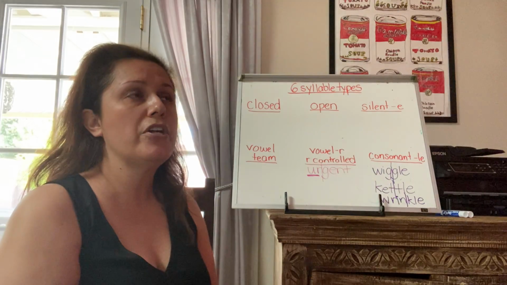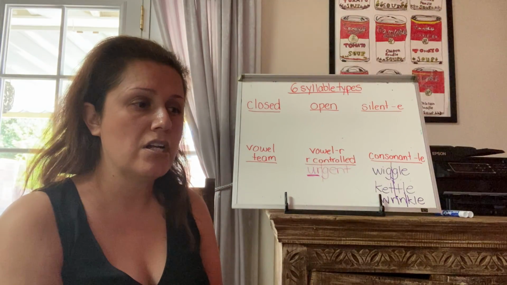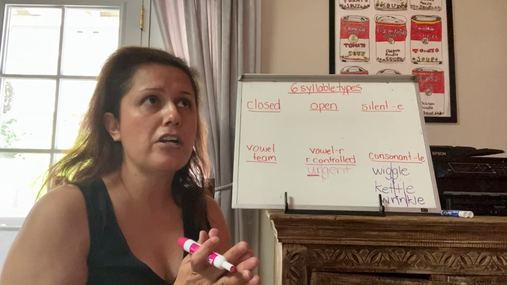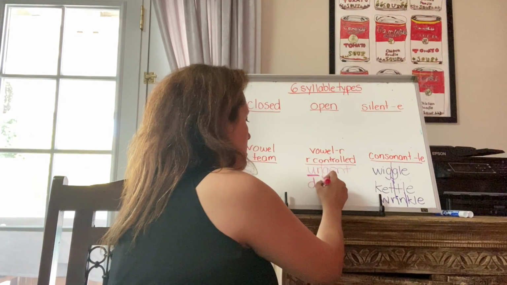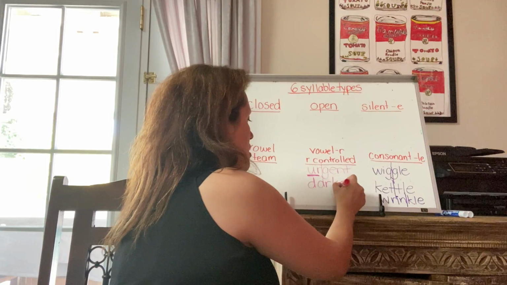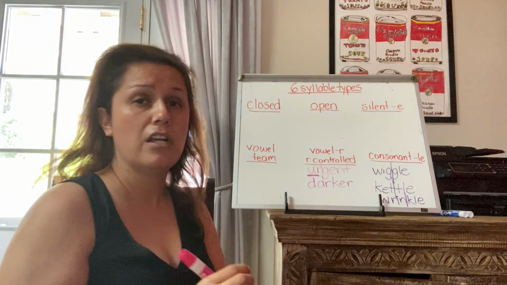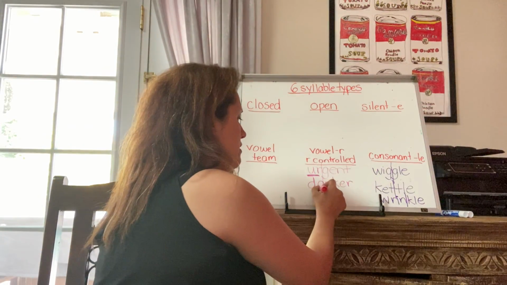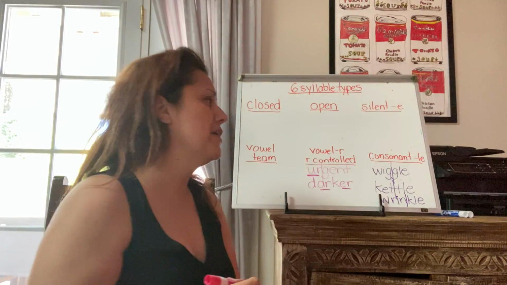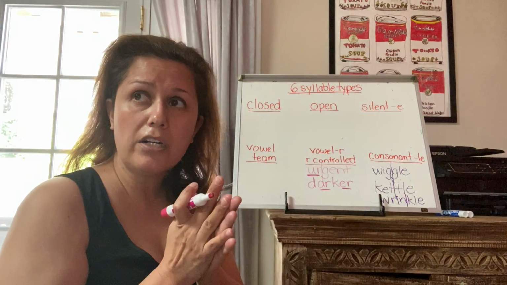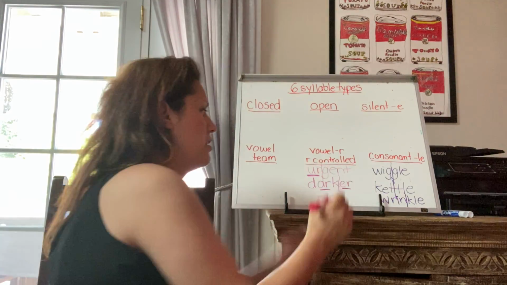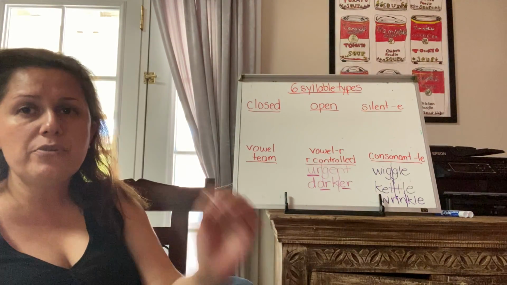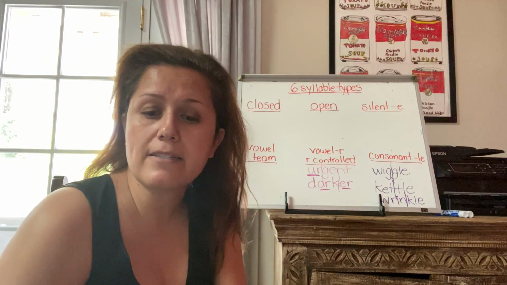If I have the word darker, darker, darker. So I'm going to write darker. There's actually 2 R controlled vowels here. But where I would break up the syllable, darker, I would break it up right here, between the root word and its suffix.